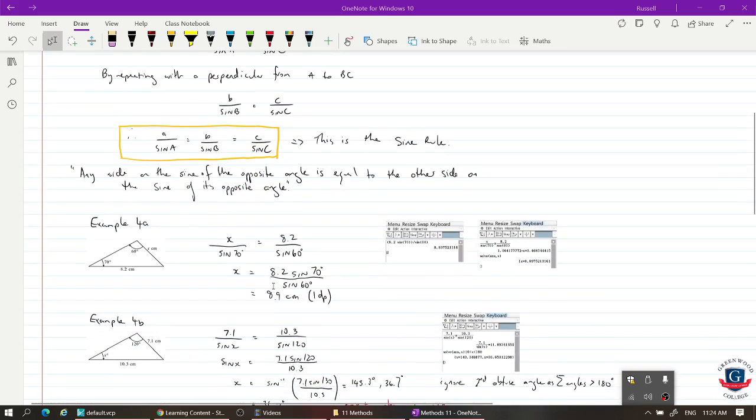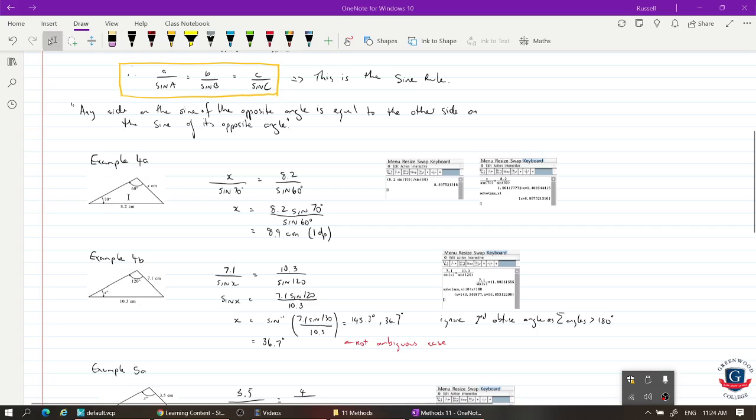Let's have a look how that looks with a problem. So we have this angle and its opposite side. We have this angle and its opposite side. Given that we've got two sides and their opposite angles, it's indicating to us that it's a sine rule problem. We can set up our equation. x divided by sine 70 is equal to 8.2 divided by sine 60. That's this here.